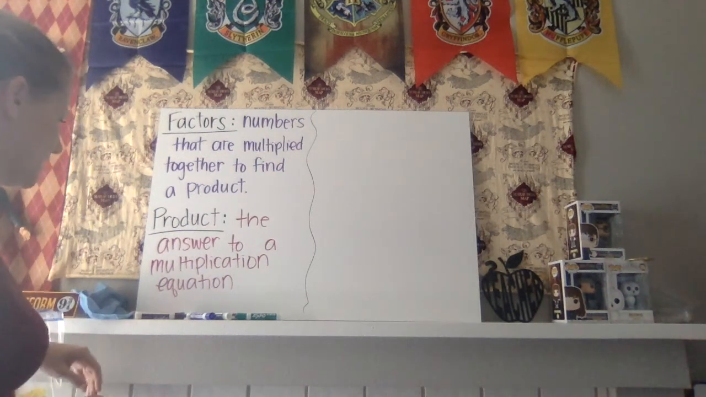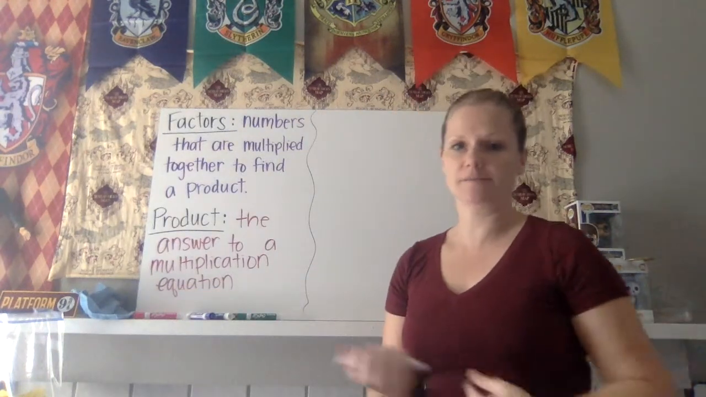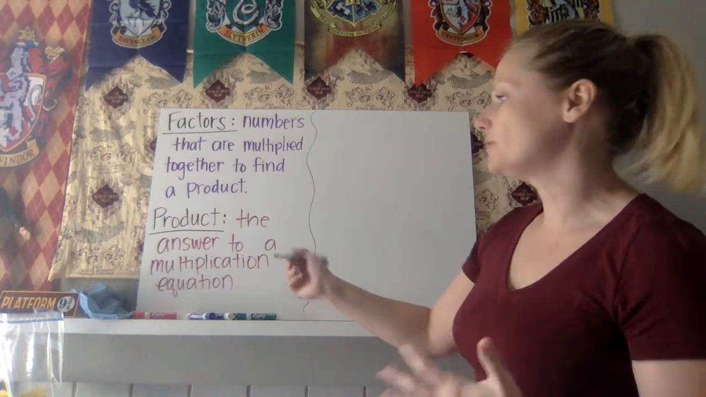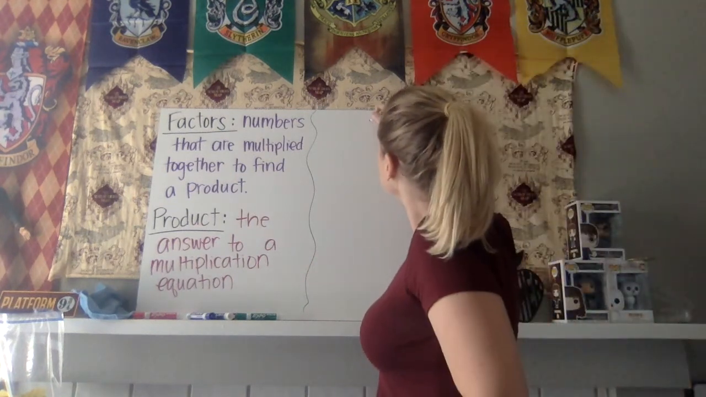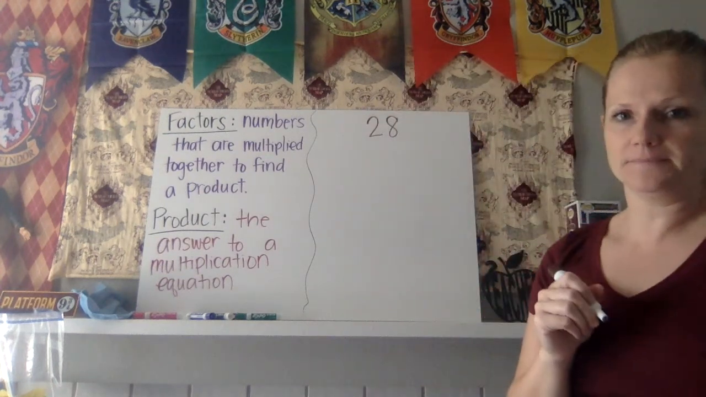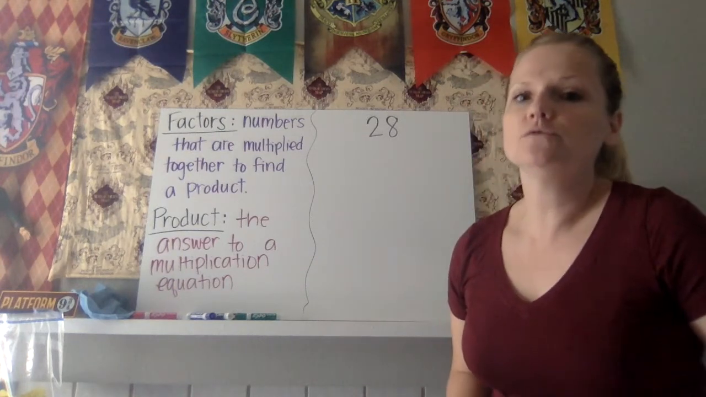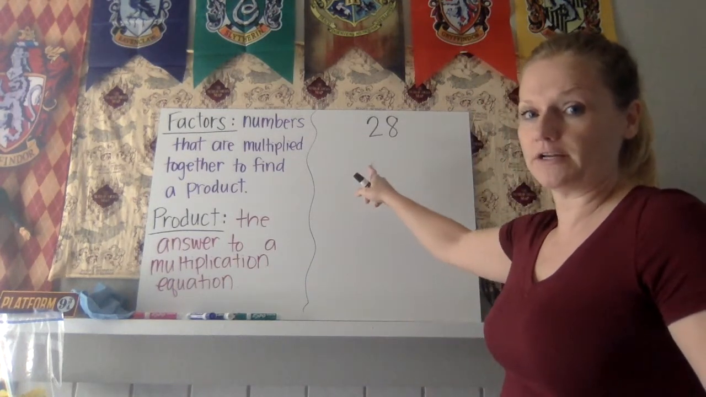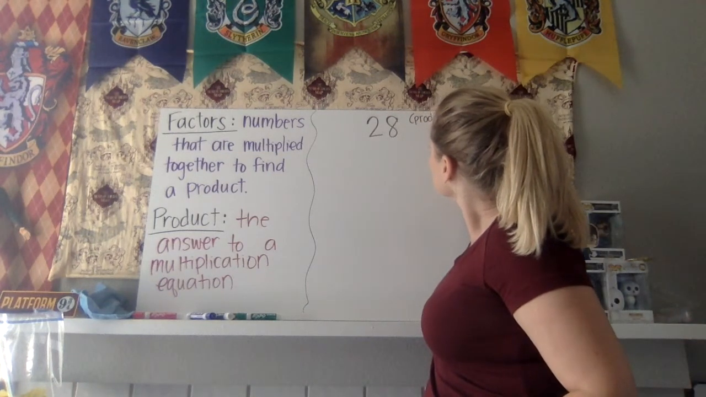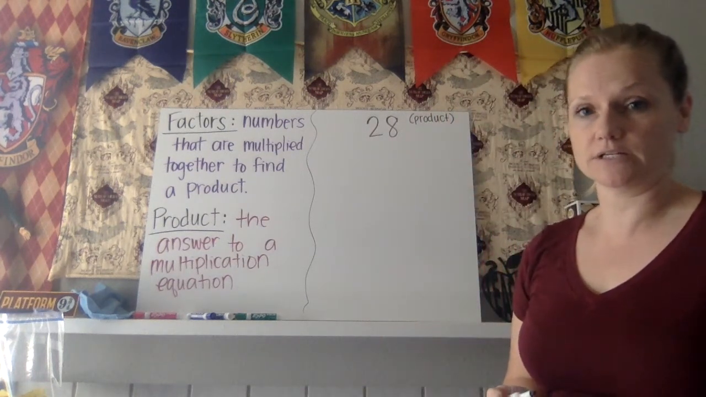So what we're going to be talking about today is fact families. What fact families are, usually, is you would start with the product. So let's start with 28 as an example. What we need to figure out is what do you multiply together to get to the product of 28. So this is our product. Well, what can we multiply together to get to 28?